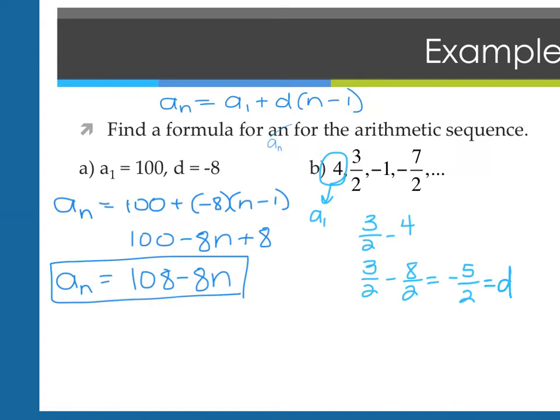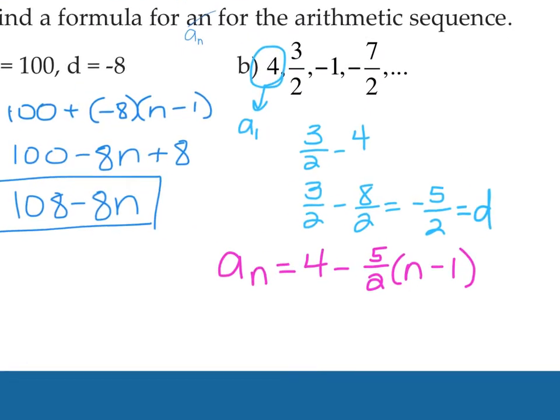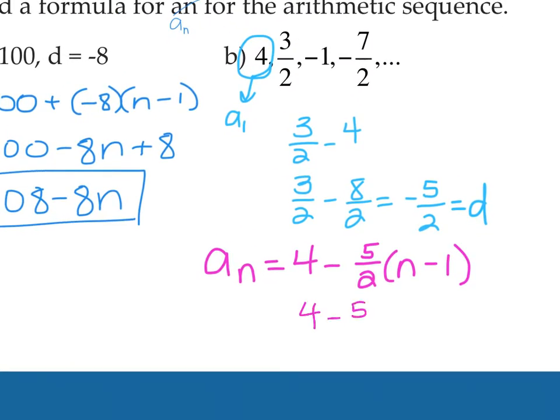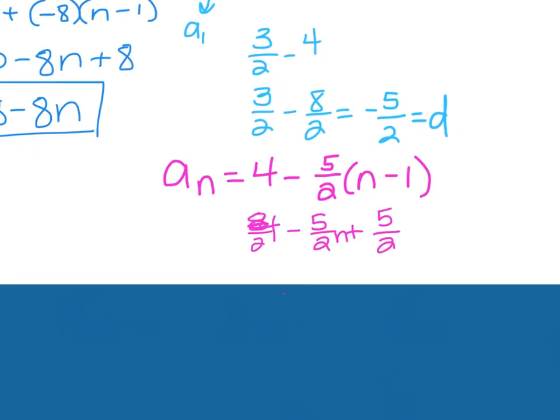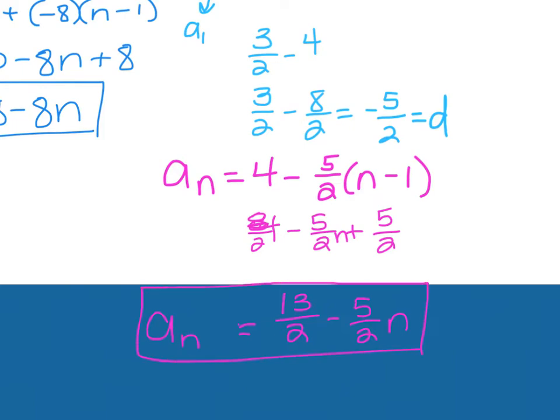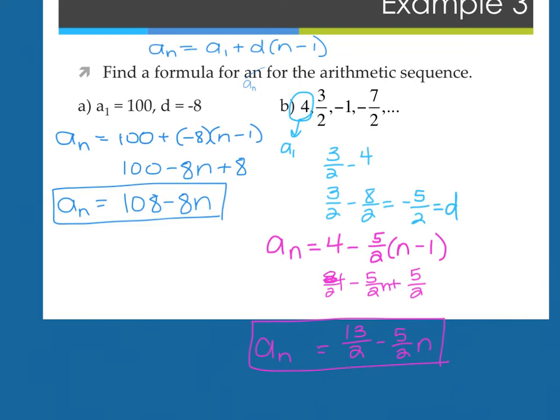So now when I plug it in, I'd get a sub n equals a sub 1, which is 4, minus 5 halves times n minus 1. Distribute the negative 5 halves, and then combine like terms. So again, this is 8 halves. 8 halves plus 5 halves would be 13 over 2 minus 5 over 2 n. So sometimes it will give it to you straightforward where you've got a sub 1 and d. Sometimes you're going to have to do a little bit of work to get to it.